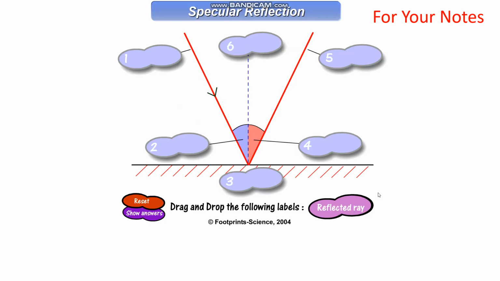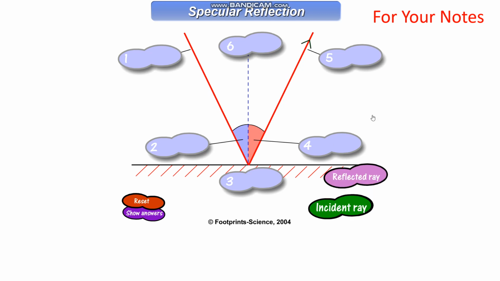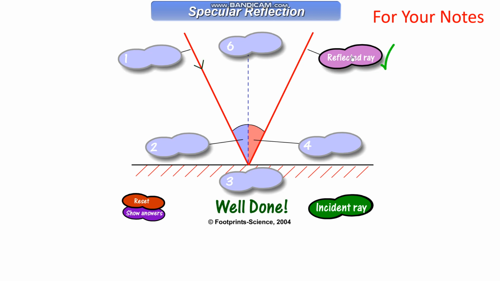For the main part of your physics, you'll need to know about specular reflection, and you'll need to be able to reproduce a diagram like this and apply a rule, which I'm going to talk you through at the moment. Let's see if we can label the diagram first of all then. The reflected ray is the ray which bounces off the surface, so that is going to go with number 5. The incident or incoming ray is the ray that comes in or hits the mirror, hits the reflective surface.